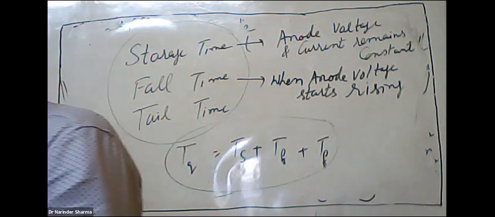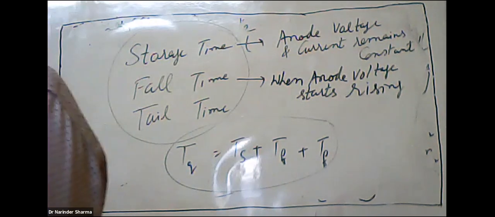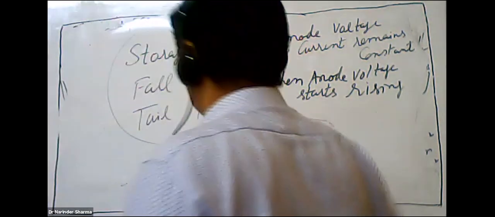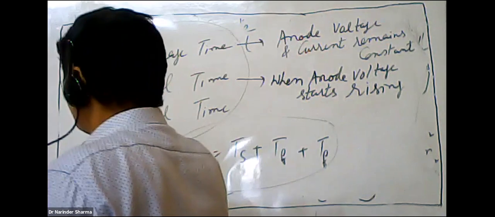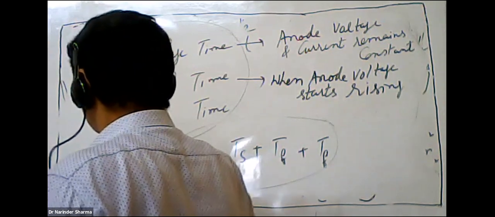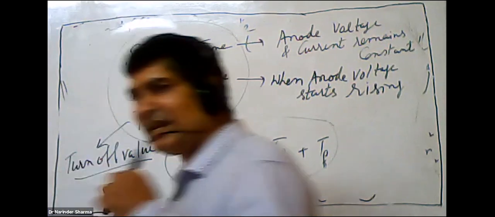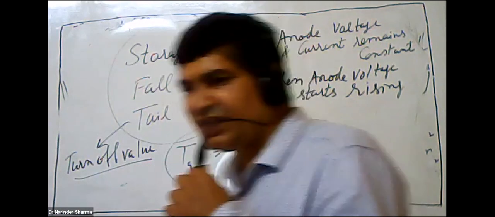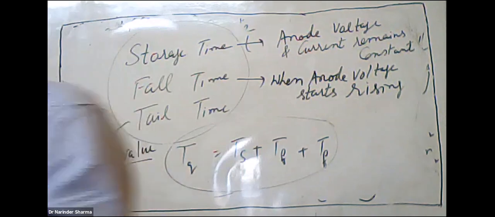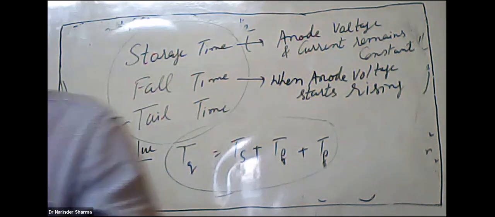Tail time: the anode current and the voltage continue towards the turn off value. When anode voltage and anode current are reaching towards the turn off value, then it is said to be tail time.